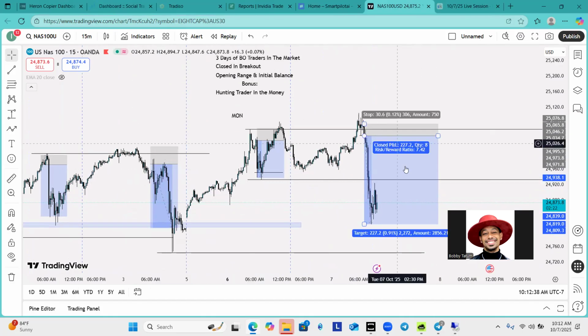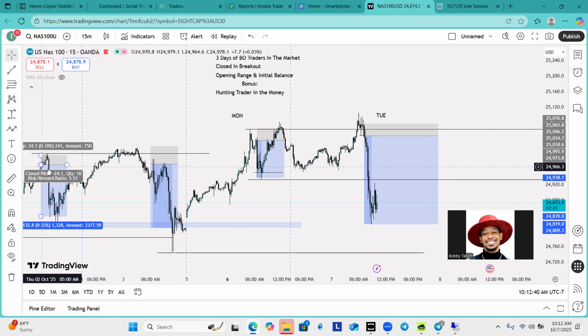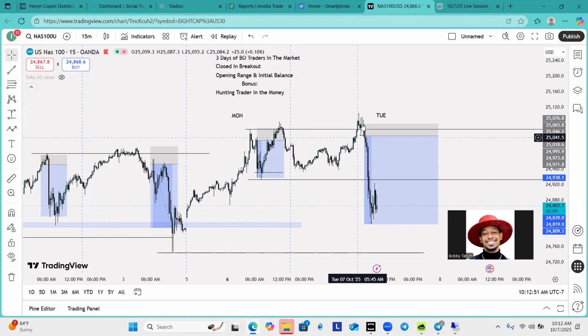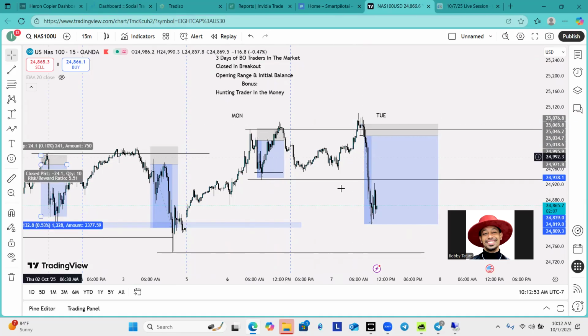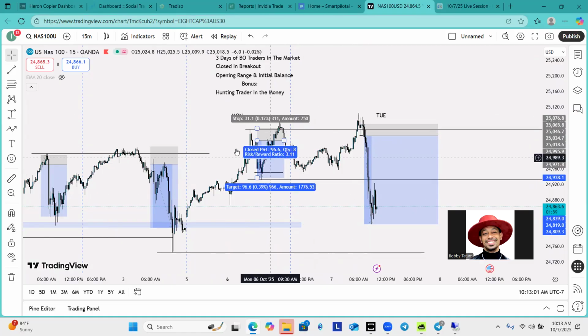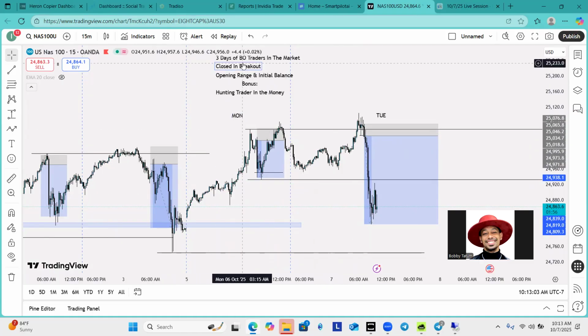And I'm really just focusing on these three days of breakout traders, right? 1, 2, 3. Those are three days of breakout traders in the market. We're anticipating a sell high opportunity once this formation sets up. And also another clue that gave us the indication that price would reverse is price closed in breakout. That is a concept that usually results in a reversal.